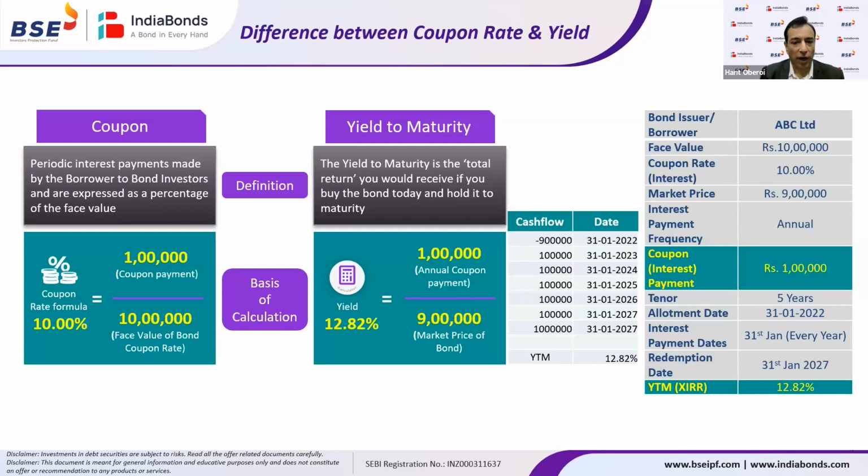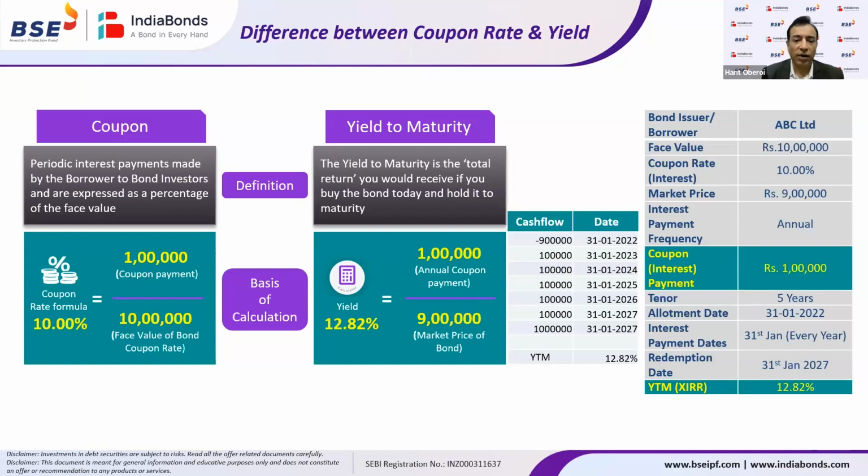But this effective return in the hands of the investor from the date of investment till maturity is known as the yield. So I'm sure that people will now relate that a coupon is a fixed rate of interest which will remain constant through the life cycle of a bond, whereas the yield can change on various market conditions, and yield is the actual return which I'm going to make from the date of investment.